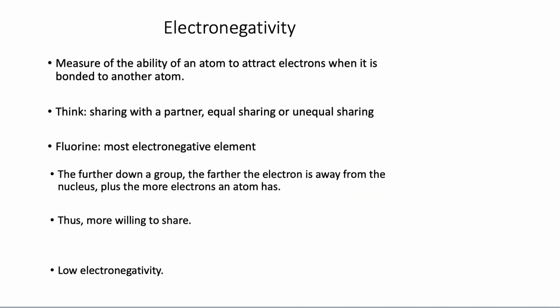Electronegativity measures the ability of an atom to attract electrons when it is bonded to another atom. Think sharing with a partner, equal sharing or unequal sharing. Fluorine is the most electronegative element. The farther down a group, the farther the electron is away from the nucleus, plus the more electrons an atom has, thus more willing to share, which means lower electronegativity.